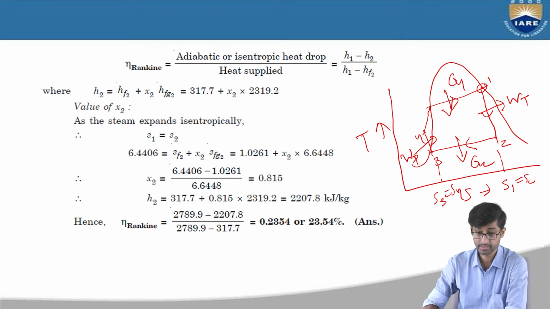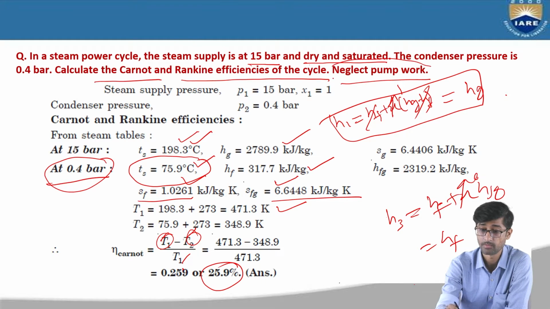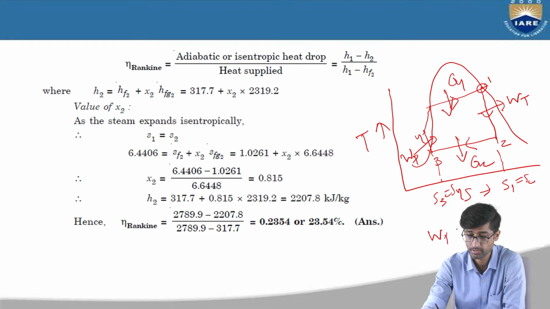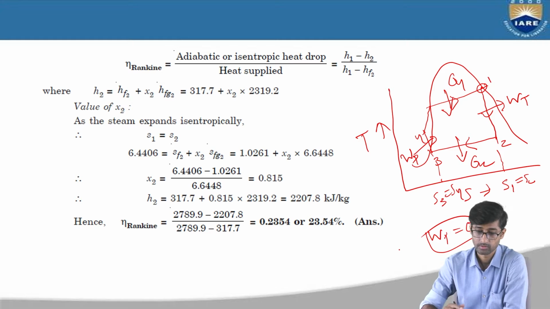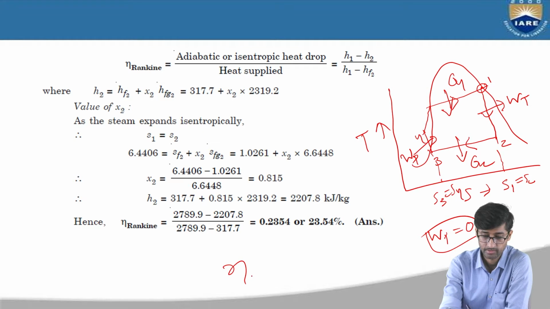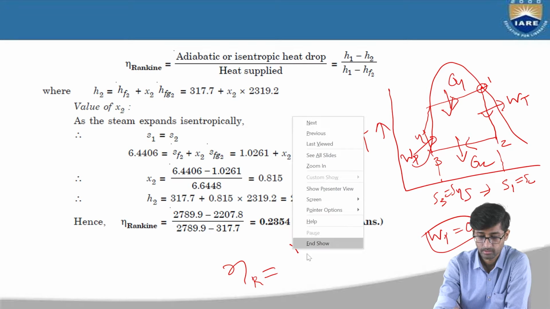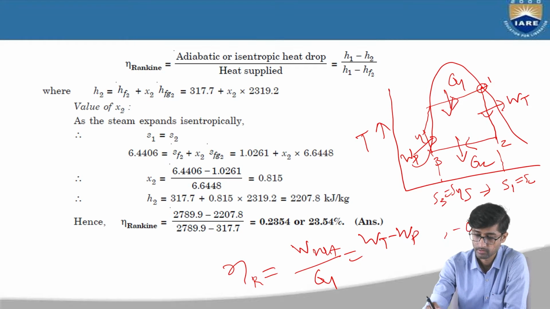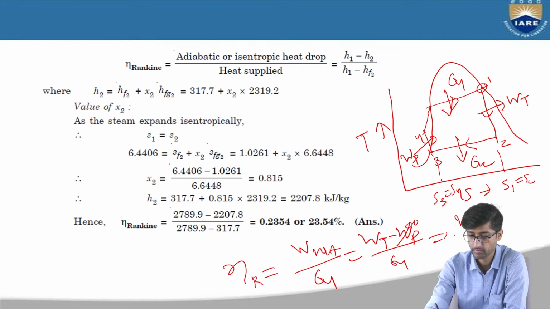And here the question is given. If you see, we are neglecting the pump work, right? Now we will neglect the pump work. WP is equal to 0. So what is the efficiency of Rankine cycle? The efficiency of Rankine cycle is equal to net work by heat supply. That is equal to turbine work minus pump work divided by heat supply, right? That equal to, pump work should be 0. So this is turbine work by heat supply.